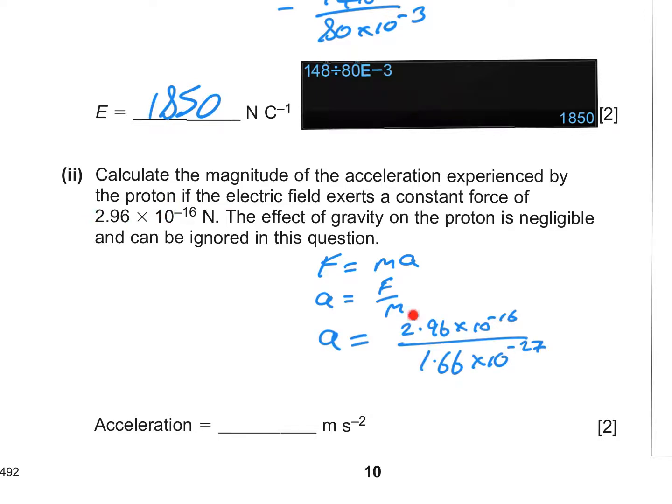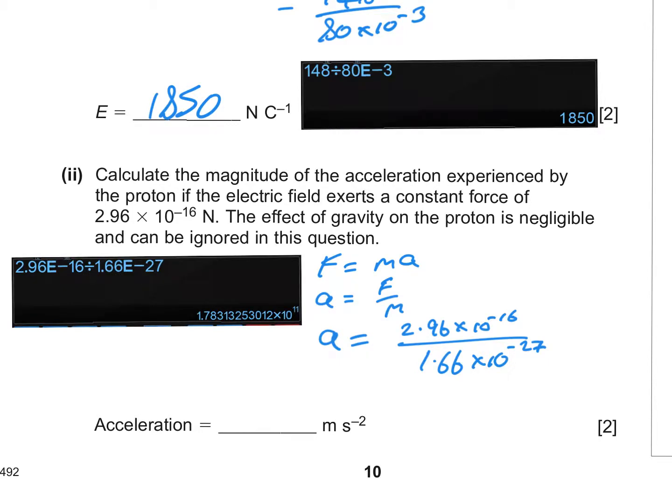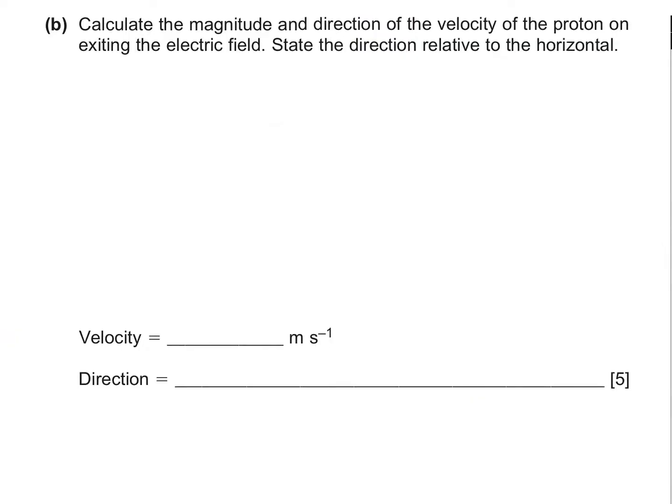So we put our force value on the top line, and we get the mass of the proton from the formula sheet, and that gives us an acceleration of 1.78 times 10 to the 11 meters per second squared. Part B: calculate the magnitude and direction of the velocity of the proton on exiting the electric field and state the direction relative to the horizontal.